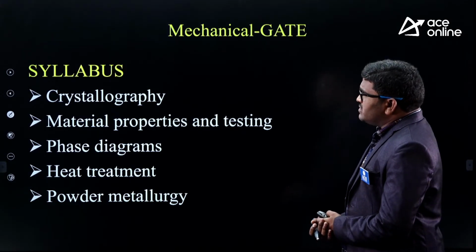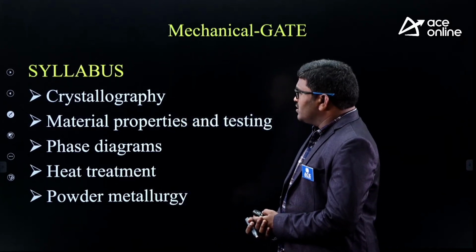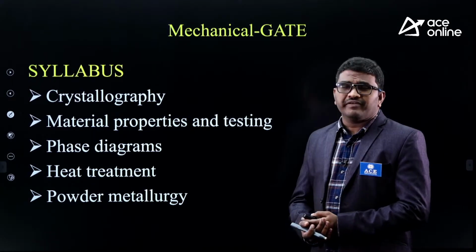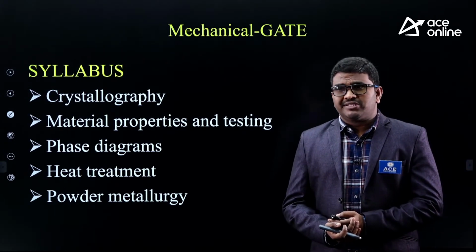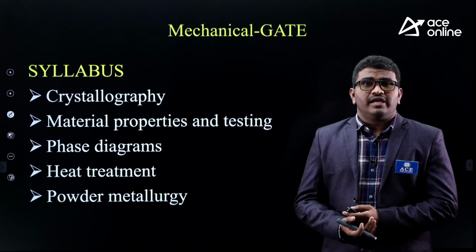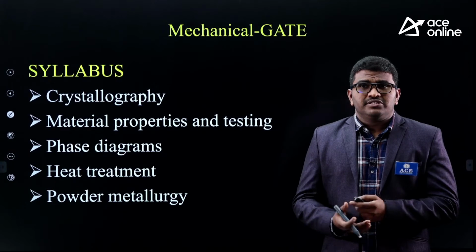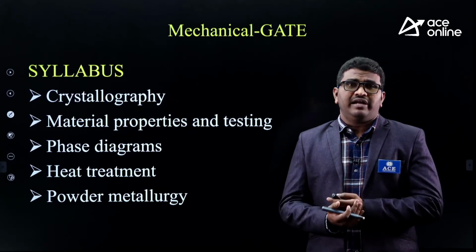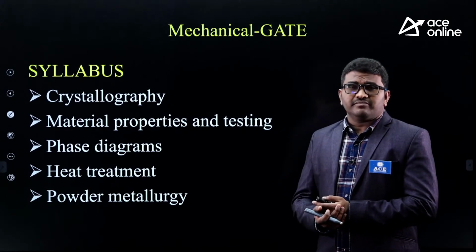From material science, if you consider the syllabus, there are 5 topics. The first topic is crystallography. From this crystallography, basic type of questions like simple cubic structure, body-centered cubic structure, hexagonal close-packed structure, diamond cubic structure. Questions related to the structures, like atomic packing factor and effective number of atoms, they'll ask you. So the structures are very, very important from this topic.